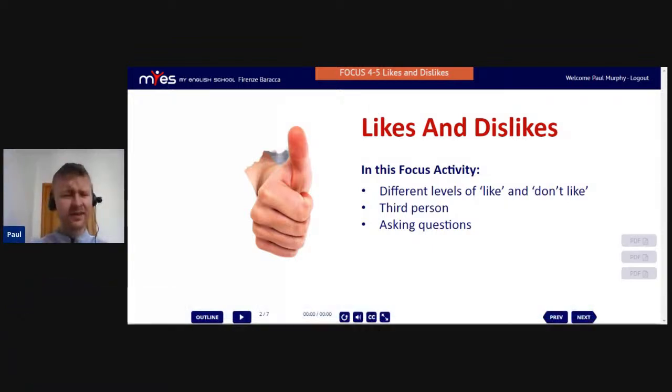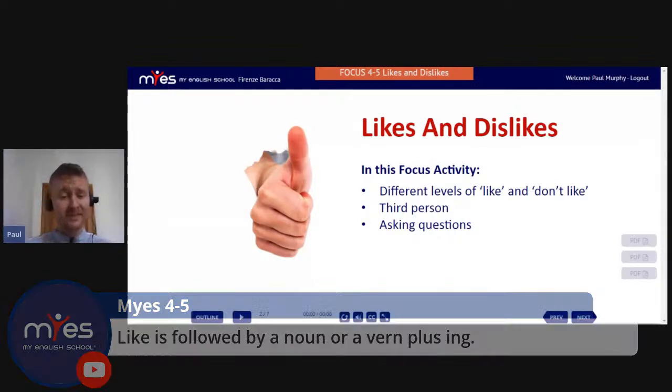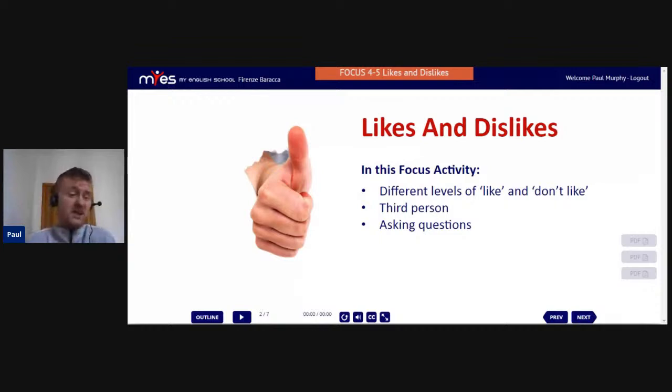In English, we have different ways of saying I like. Now, like is always followed by a noun or a verb plus ing. So Brogan, if you could maybe type an example of like: I like plus a noun, and I like plus a verb and ing. So, different ways of saying I like. For example, I like, and the negative of I like is I don't like.